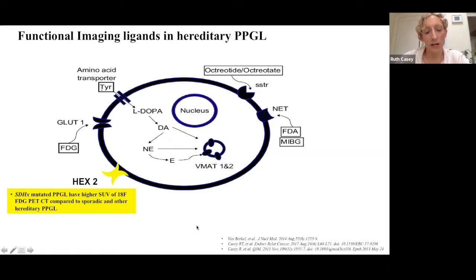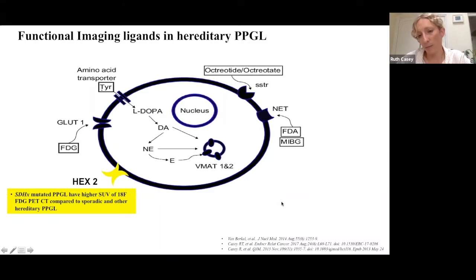So if we look at FDG PET-CT, pheochromocytomas and paragangliomas that harbor succinate dehydrogenase gene mutations, for example, these tumors will have truncated citric acid cycles, increased anaerobic glycolysis, and of course will have increased expression, therefore, of transporters such as glucose transporter 1 and hexokinase 2. So these tumors will be very, very avid on FDG PET-CT. Important to note that patients who harbor SDHx mutations who develop other tumors such as renal cell carcinoma or gastrointestinal stromal tumors, those tumors will also be very avid on FDG PET-CT, as well as pheochromocytomas and paragangliomas.